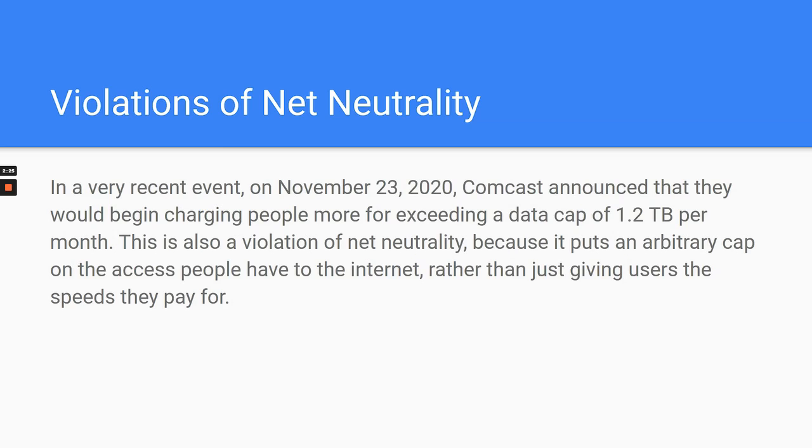In a very recent event, on November 23, 2020, Comcast announced that they would begin charging people more for exceeding a data cap of 1.2 terabytes per month. This is also a violation of net neutrality because it puts an arbitrary cap on the access people have to the internet, rather than just giving users the speeds they pay for.